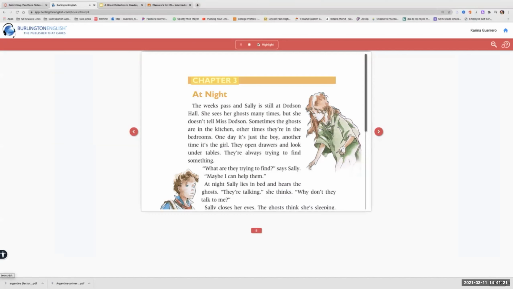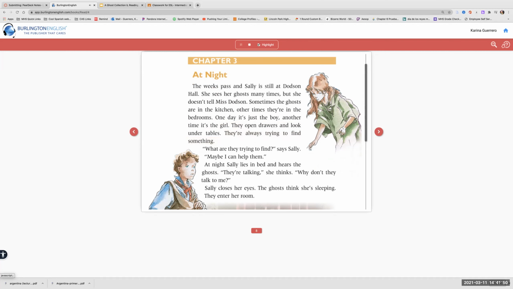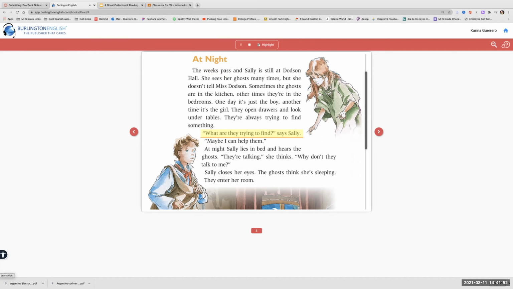Chapter 3. At Night. The weeks pass and Sally is still at Dodson Hall. She sees her ghosts many times, but she doesn't tell Miss Dodson. Sometimes the ghosts are in the kitchen. Other times they're in the bedrooms. One day it's just the boy. Another time it's the girl. They open drawers and look under tables. They're always trying to find something. What are they trying to find? Says Sally. Maybe I can help them.